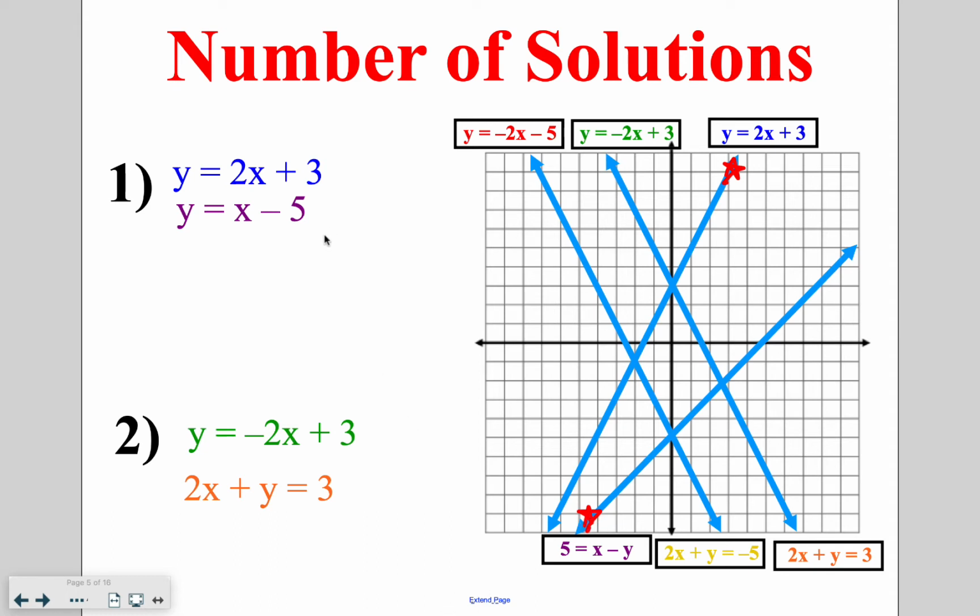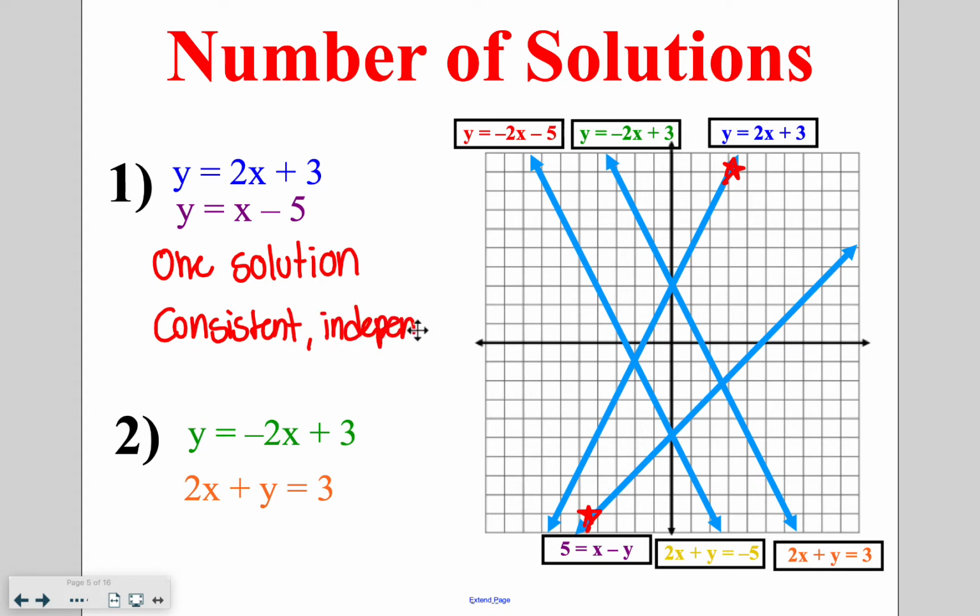So it's not whether or not you can see the intersection on the graph, it is whether they will ever crisscross with each other. So these two are going to crisscross at some point. So we would say that there is one solution. And then the terminology for that is consistent, meaning they touch, and independent, meaning that they touch once. Only one of the answers for the first line is an answer for the second line.